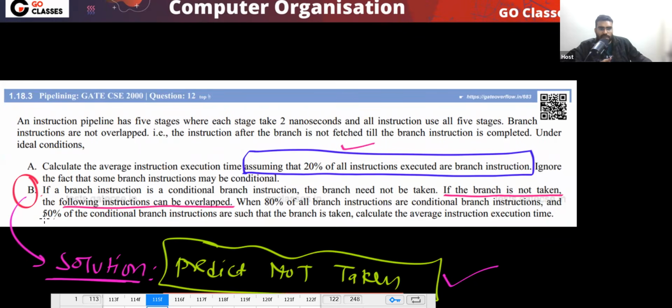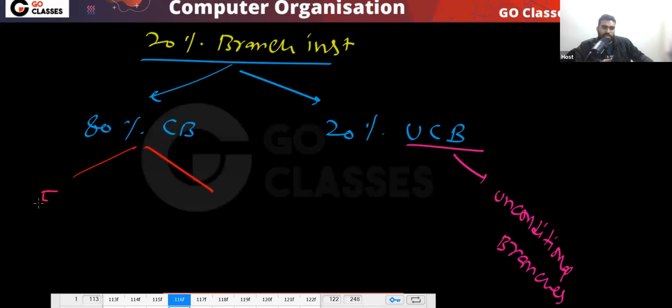The question is saying that in these conditional branches, 50% are taken and 50% are not taken.